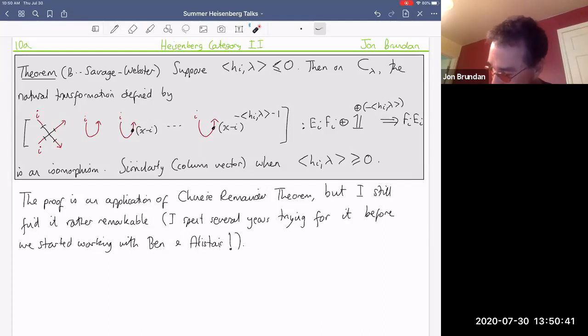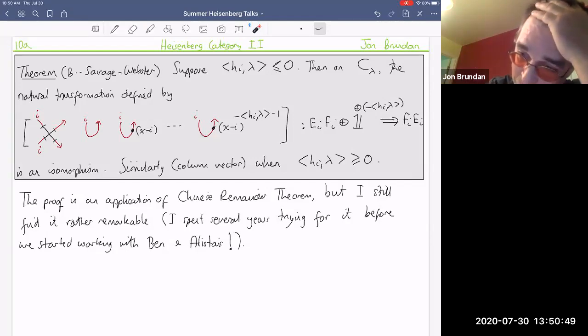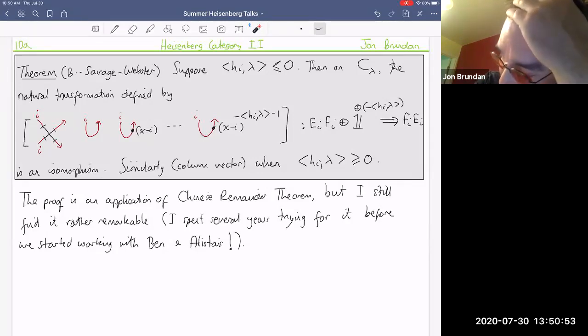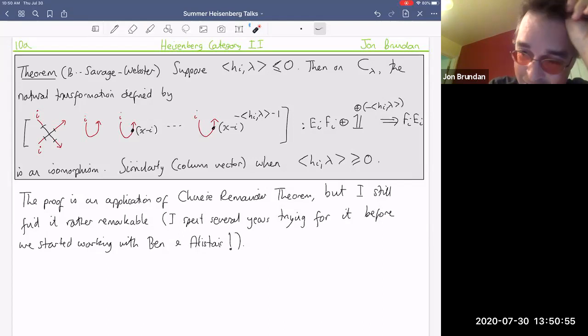And the proof is kind of remarkable. I spent years trying to prove this result. And it wasn't until I started working with Ben and Alistair that we suddenly had faith in just proving it naively using the Chinese remainder theorem. And I'm going to try and convince you that this is a very important theorem.